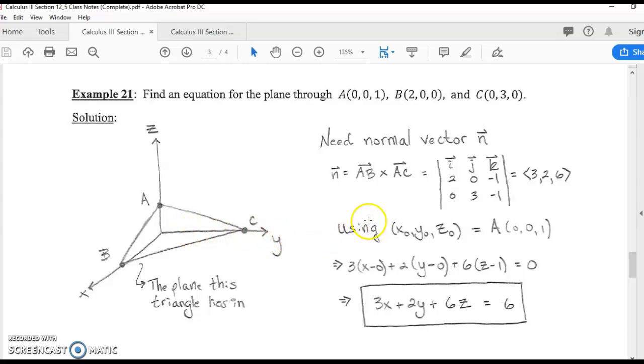And then I'll use any one of these points I'm given as the point I know in the plane. So I'll use the point A, which has coordinates 0, 0, 1 for x naught, y naught, z naught. Put it into the component equation of the plane. Some people call this the point normal form for the equation of a plane, but our book calls it the component equation of the plane. Then simplify that to get the component simplified equation, and I get 3x plus 2y plus 6z equals 6.